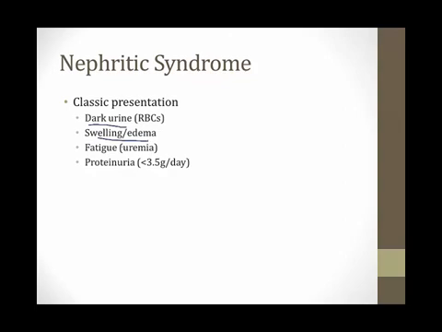So the classic presentation is for a patient to develop dark urine from red cells in the urine, swelling and edema. There are often signs of fatigue. This is due to uremia from the renal failure. And there will be proteinuria, but importantly, the proteinuria is less than 3.5 grams per day. More than 3.5 grams per day is seen in the nephrotic syndrome.